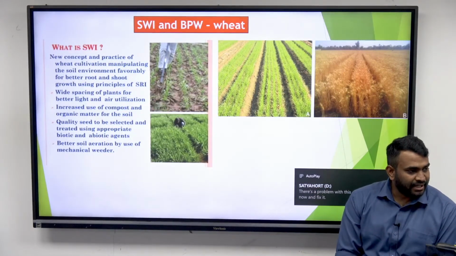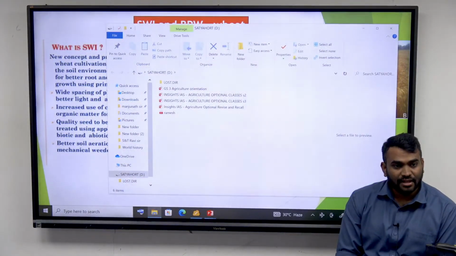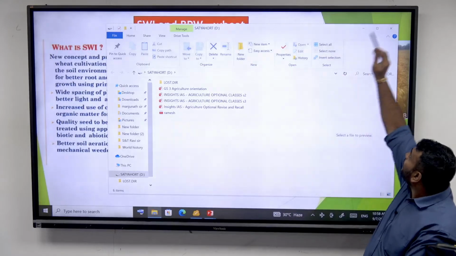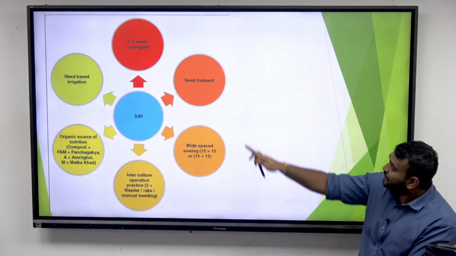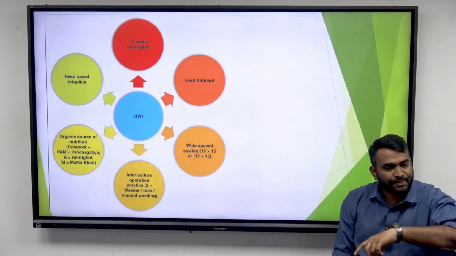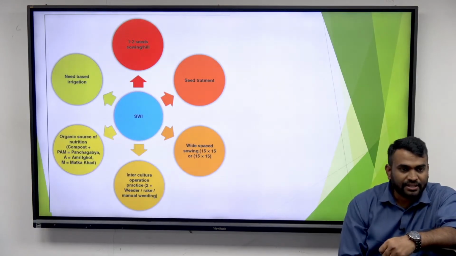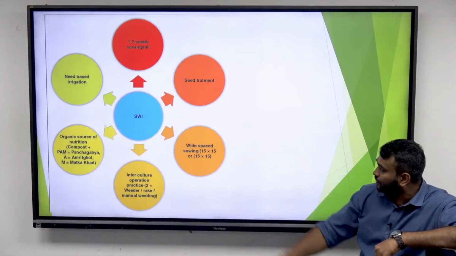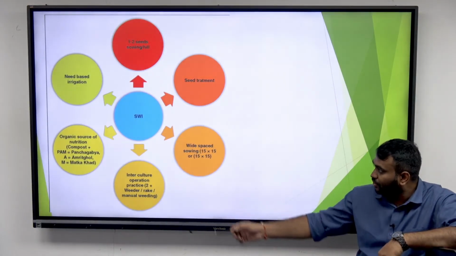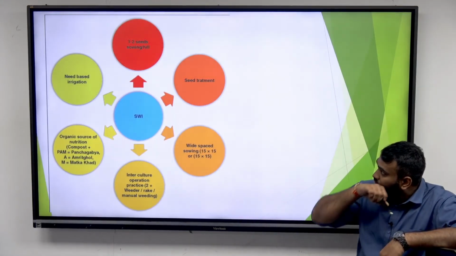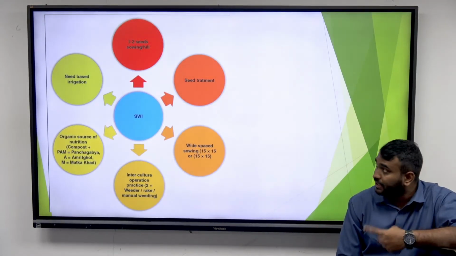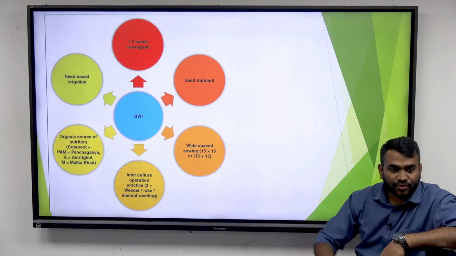Here also, actually, it is the same principle for SWI. In this SWI, what is happening? Same thing, younger seedlings will be taken and transplanted, but here rather than just single seedlings, if you can watch here, it will be 1 or 2 seedlings per spot. But essentially the same sort of spacing, same sort of weed management, everything will be followed here, right? So wide spacing, 15 by 15 centimeters. Then intercultivation practice is possible because of that spacing. So we are going for weeding, and organic source of nutrition. So need-based irrigation, rather than puddling or flood irrigation, we are going for need-based irrigation. Same thing is true for SRI also.